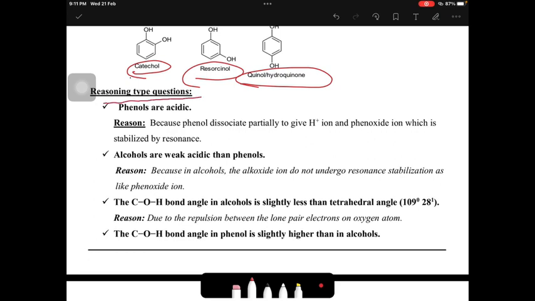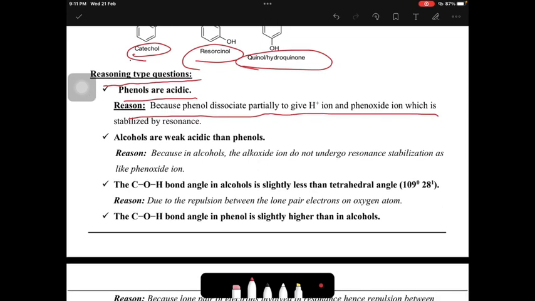Reasoning type questions. Why is phenol acidic? Reason: because phenols dissociate partially to give H+ ion and phenoxide ion, which is stabilized by resonance. Alcohols are weaker acids than phenol. Reason: because in alcohol the alkoxide ion does not undergo resonance stabilization like phenoxide.